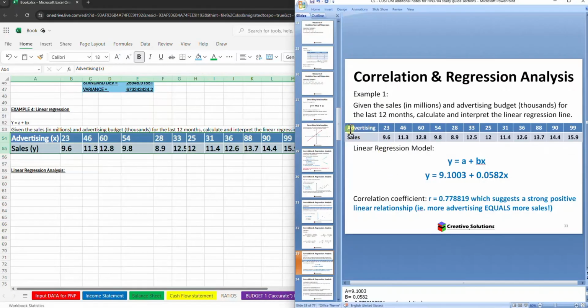In other words, the more advertising I use or pay for, I would expect my sales to increase. Not to say all advertising is going to lead to a sale, but it's a correlation. In other words, it's correlated. So this correlation coefficient is explaining the relationship between these two variables.